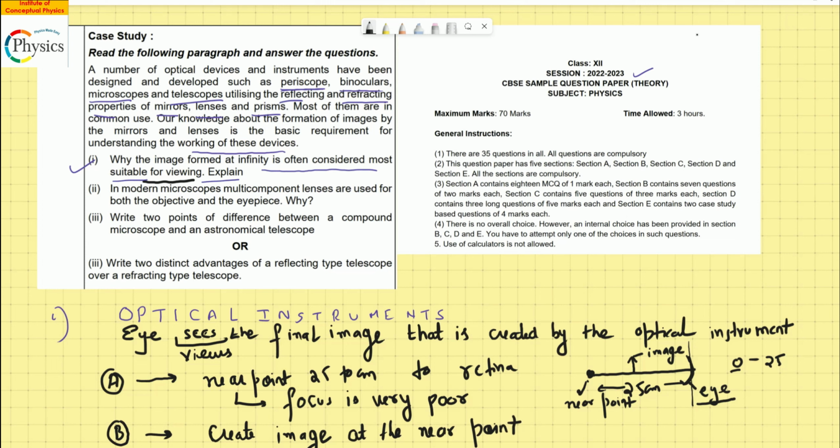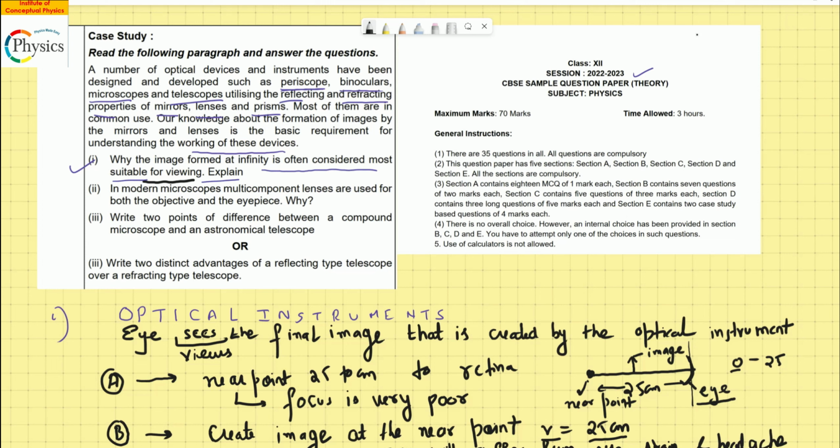But mind you, this is also not a very nice place, because when you use a microscope, let's talk about microscope specifically, because the question is on microscope and generally optical instruments. If you create the image at the near point where finally the distance is 25 centimeter, what will happen is the eye will have a lot of strain and headache. You will get headaches if you're using a microscope for creating the final image at 25 centimeter. Your eye will suffer from eye strain and headache, right?